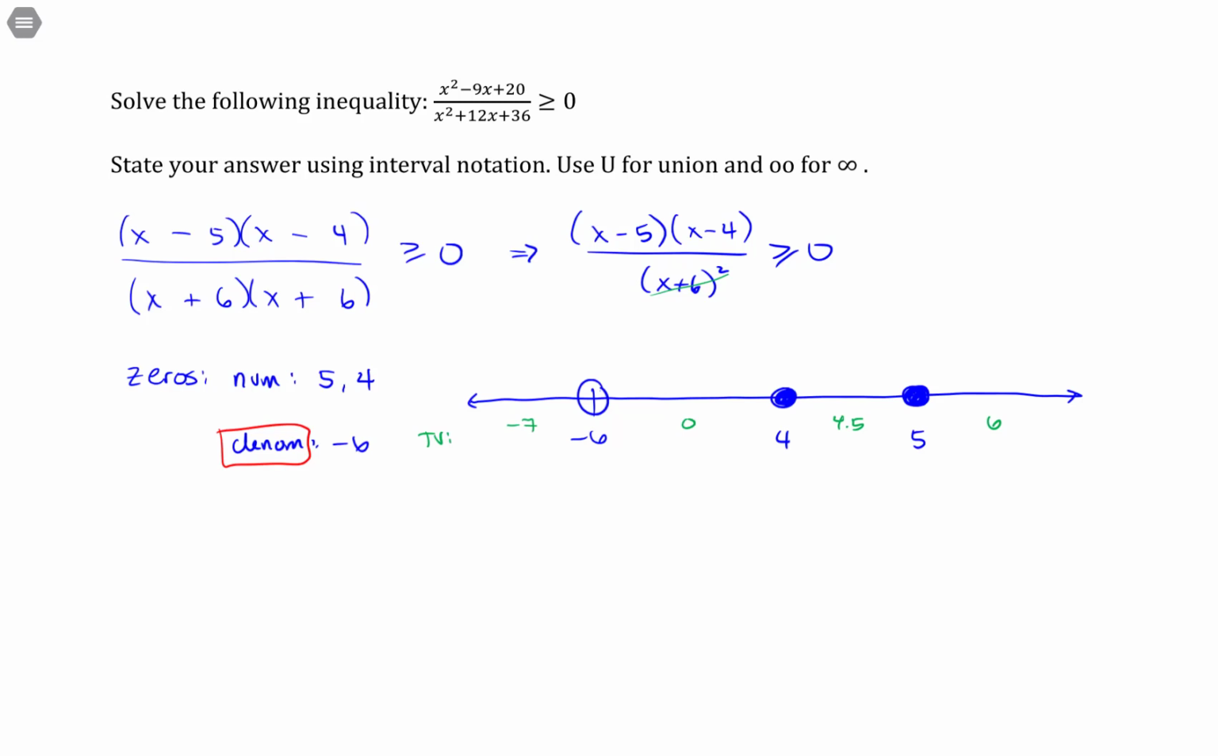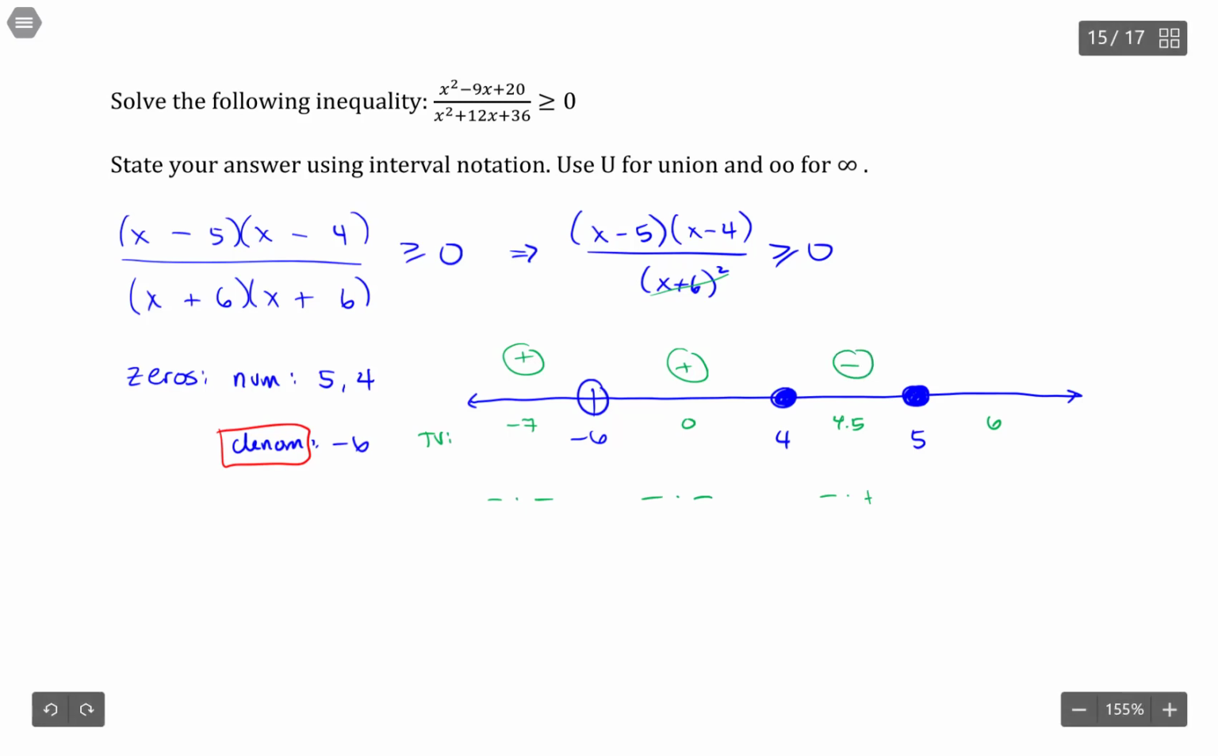All right, so negative 7 minus 5 would be a negative value. It doesn't matter what it is, it's just that it's negative. Negative 7 minus 4 is also negative, so everything on this interval is going to be positive. On this interval, 0 minus 5 is negative, 0 minus 4 is also negative, so everything on this interval is positive. At 4.5, 4.5 minus 5 is negative, 4.5 minus 4 is positive, so everything on this interval is negative. And at 6, 6 minus 5 is 1, so that's positive. 6 minus 4 is also positive. So a positive times a positive is positive.